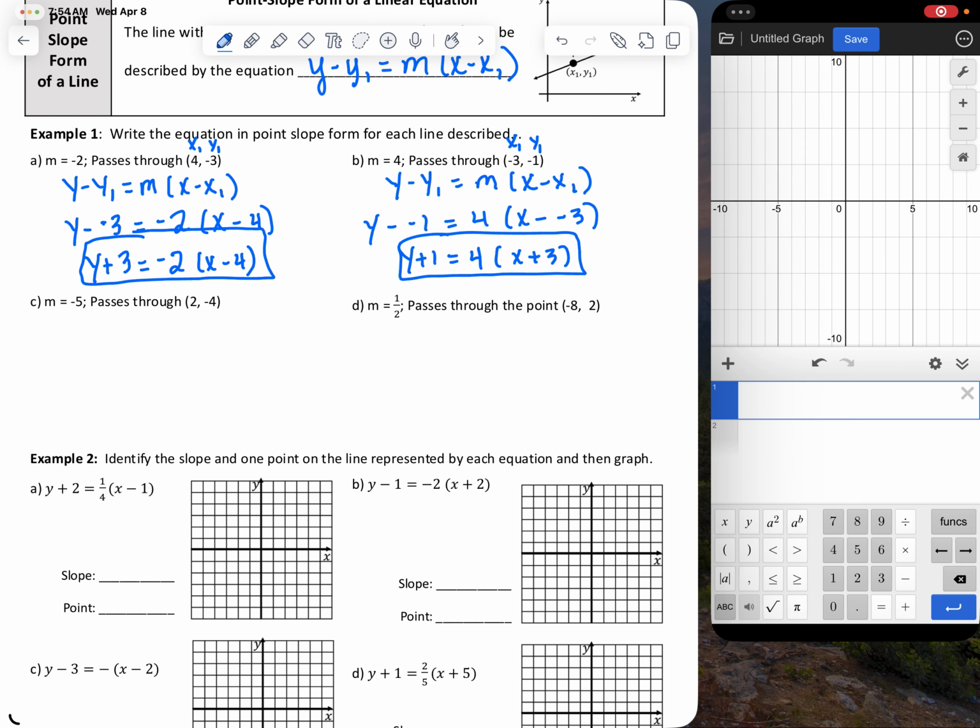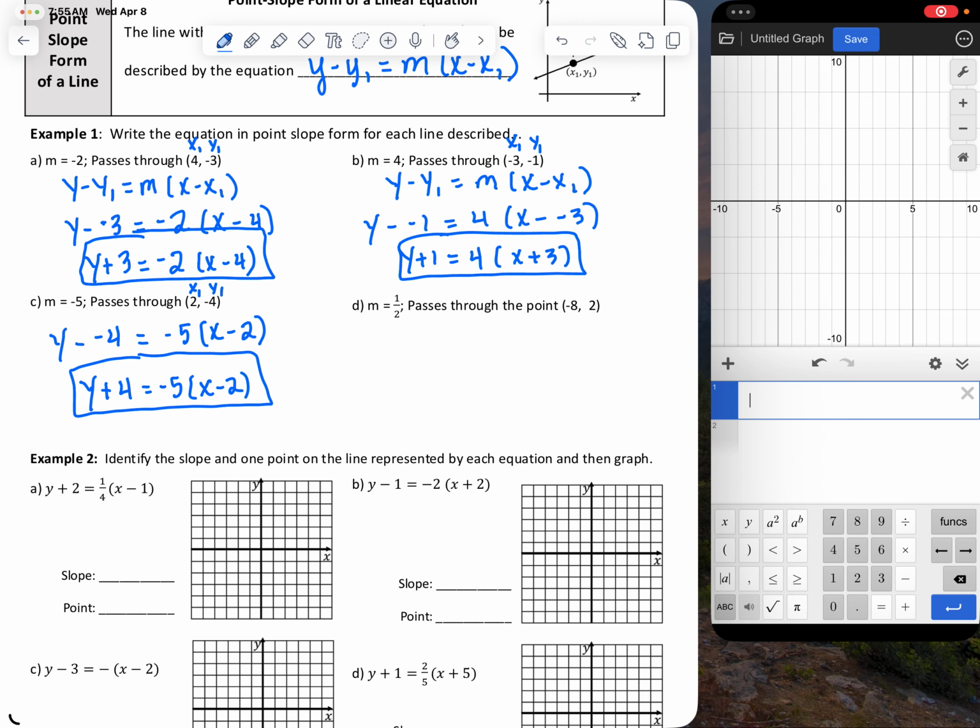All right. In problem C, we have m is equal to negative 5, and we know that the line passes through the point (2, negative 4). So here's our x sub 1, y sub 1. So y minus y sub 1, which is negative 4, equals negative 5 times the quantity x minus x sub 1, which is 2. Simplify the double minus signs, so y plus 4 equals negative 5 times the quantity x minus 2.